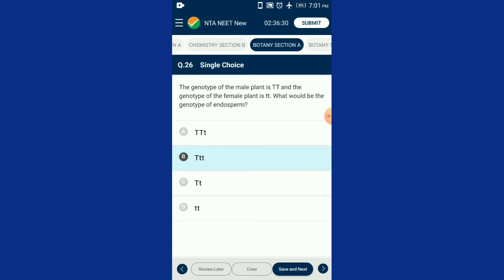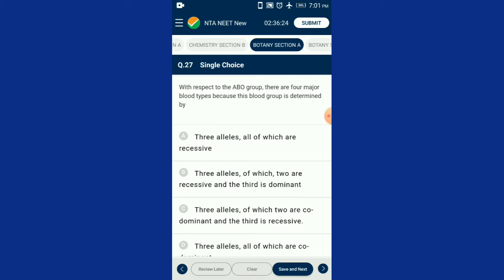Question number 27. With respect to the ABO blood group, there are four major blood types because this blood group is determined by. Blood group is determined by three alleles, I^A, I^B and I^O. Alleles I^A and I^B are co-dominant.